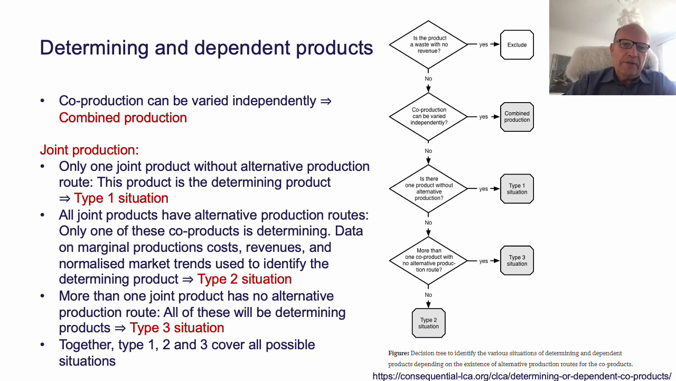In the type 3 situation, we have more than one joint product that has no alternative production route. In that case, all of these will be determining products. Together, type 1, 2, and 3 cover all possible situations.